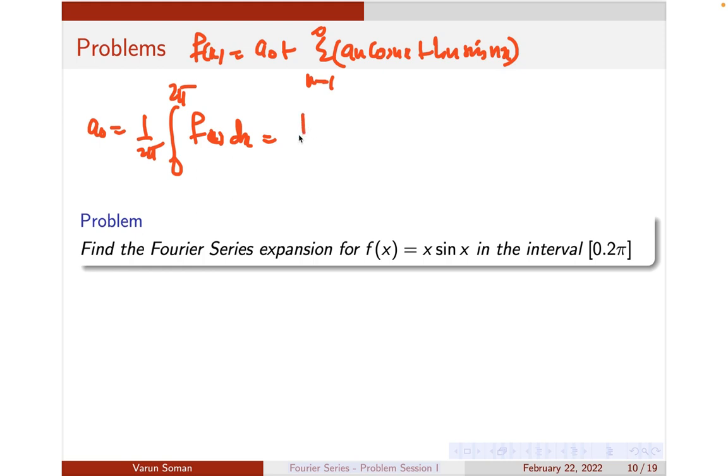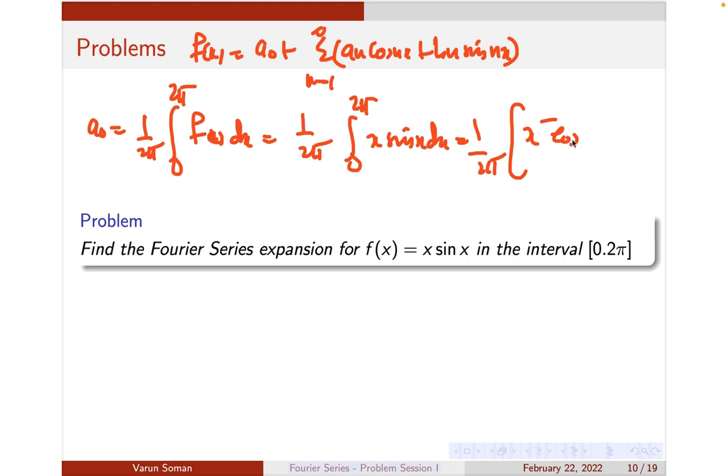So this is actually 1 by 2 pi into the integral from 0 to 2 pi of x sin x dx. So it is 1 by 2 pi into x times minus cos x, minus the derivative of x, which is 1, times the integral of sin x, which is minus sin x, in the limits 0 to 2 pi. So when you apply 2 pi, it is 1 by 2 pi into minus cos 2 pi, cos 2 pi is 1, so you will be getting just minus 2 pi there, and sin 2 pi is 0, and when you substitute 0, this also will be 0.